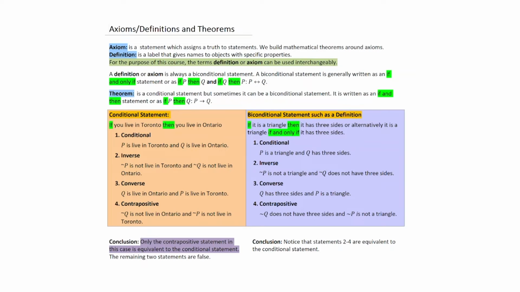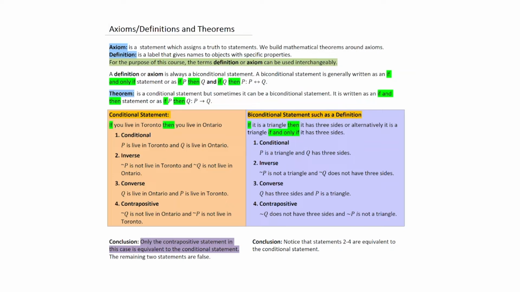If it's conditional, which is our starting point, we said if P is a triangle, then Q has three sides. The inverse would be to negate both. So if P is not a triangle, then Q does not have three sides. That is a true statement. The converse is going backwards, starting in Q and moving towards P. So in that case, if it has three sides, then it is a triangle. That's a true statement. And the contrapositive would be basically like taking the converse and then inverting it. So that would say, if it does not have three sides, then it is not a triangle.